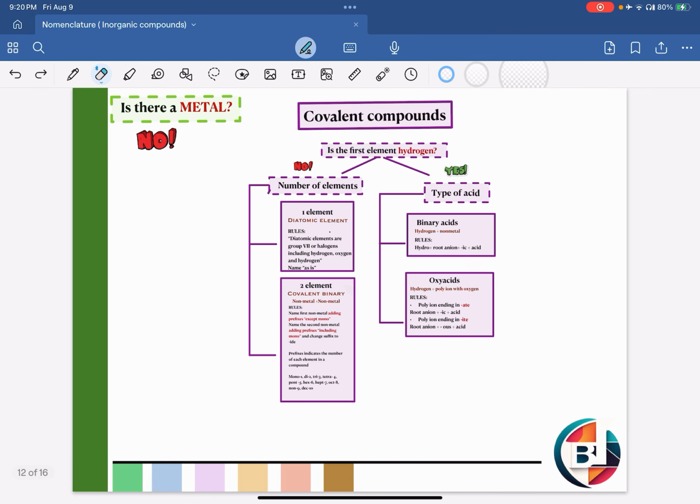Let's work on covalent compounds. Remember that covalent compounds are bonds between nonmetals. The first question that you need to take note of is if the first element of the compound is hydrogen. If the answer is no, then you should be following the rules on the left, which are composed of diatomic elements and covalent binary. And if it is yes, then we will know that that is an acid, which has 2 types, namely binary acids and oxyacids.